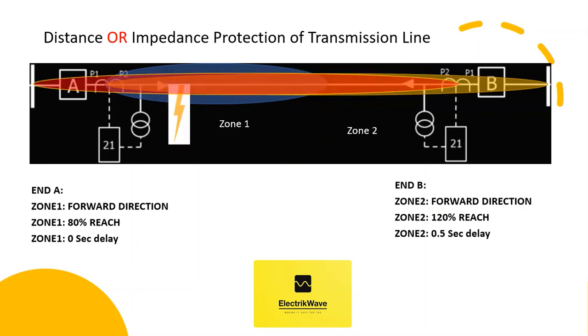If fault occur at 10% of line length from A, then distance relay at A will see fault in Zone 1, and operate with 0-second delay. Still fault is being fed from B station, hence relay at B must trip breaker to remove faulty line. Relay at B, see fault in Zone 2 and operate with 0.5 second delay.